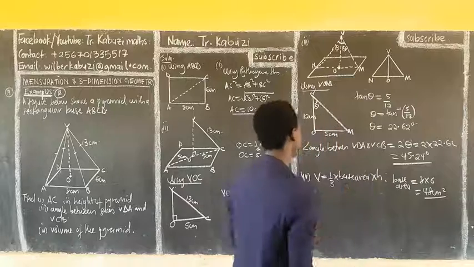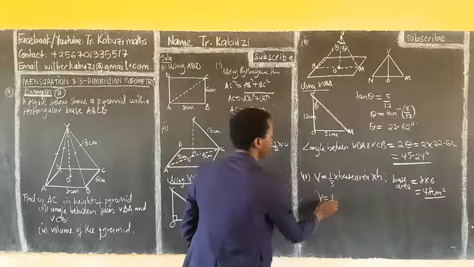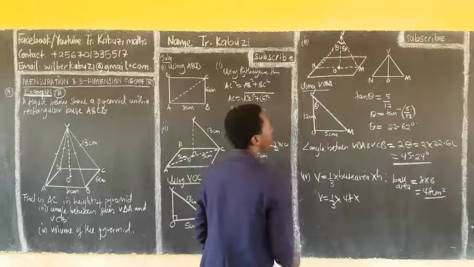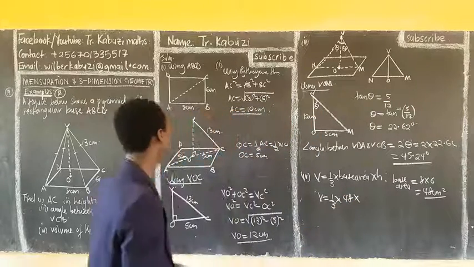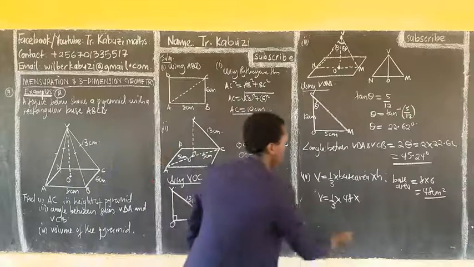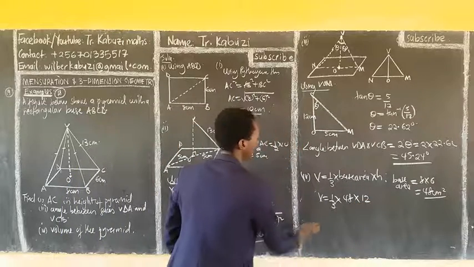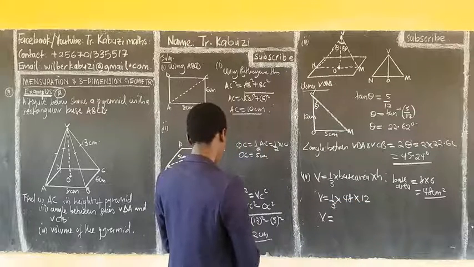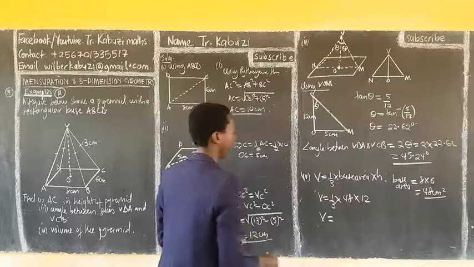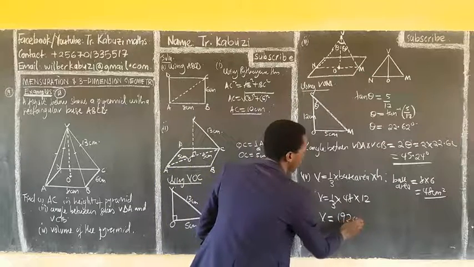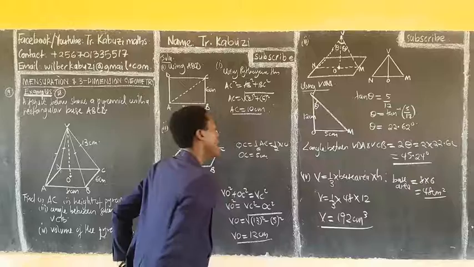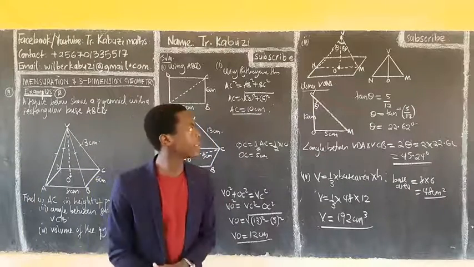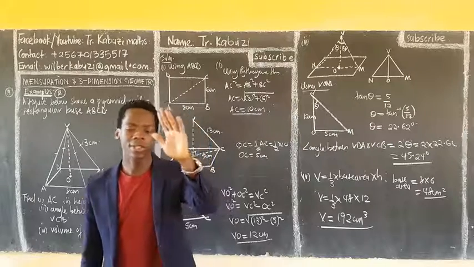So now when you put it here, our volume is going to be a third times the base area, which is 48, times the height. Our height of that pyramid we put as 12. So my volume is now going to be 4 times 48, which is 192 centimeters cubed. And so members, that's the journey, that's where we are heading. I think everything has been catered for. I wish you the best.